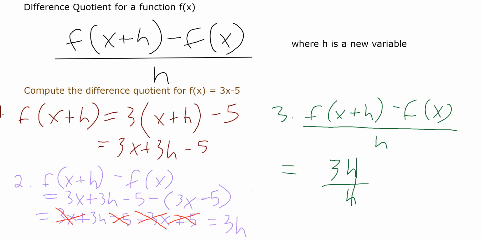And we're going to see the h's cross out. I'll use red to do that. The h's cross out, and I'm just left with 3. And that's correct. That's going to be the answer. Just 3. We did this whole difference quotient business and we ended up with 3.